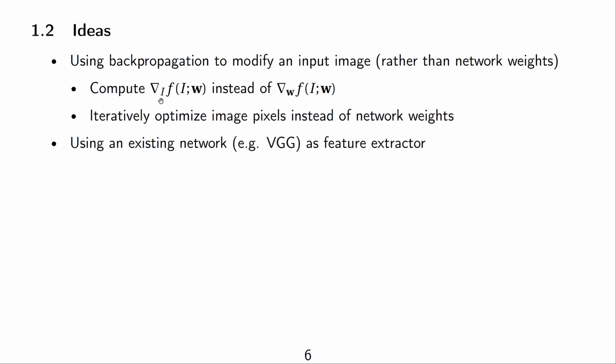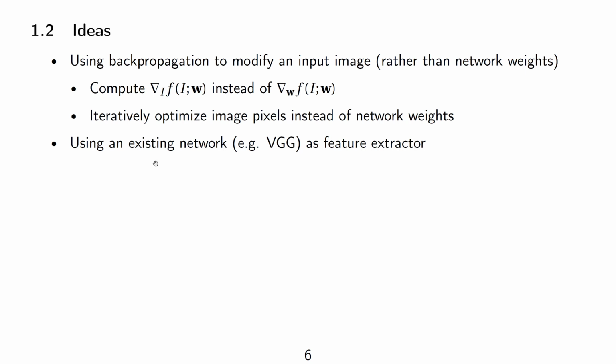And we can then iteratively optimize the image pixels instead of the network weights. And we do that by changing the input image I and then adding or subtracting a step size times the gradient here.